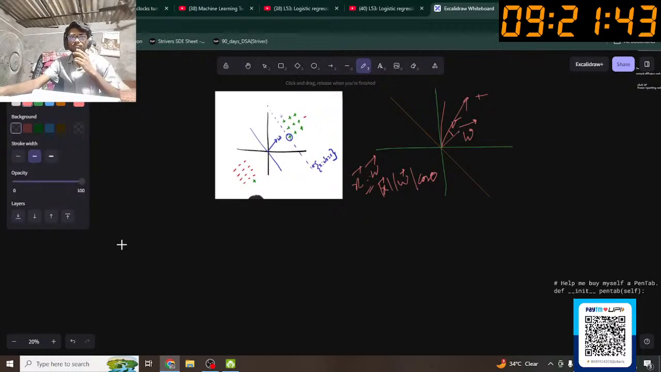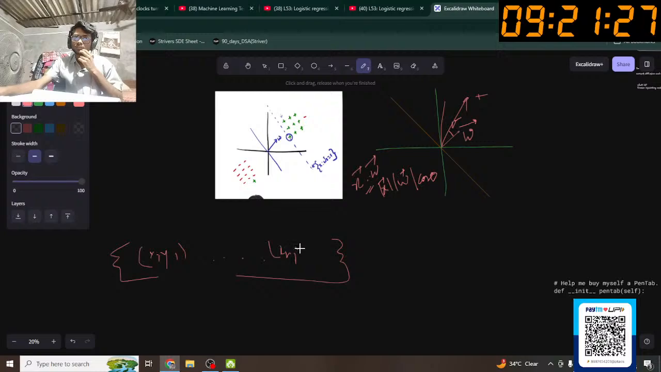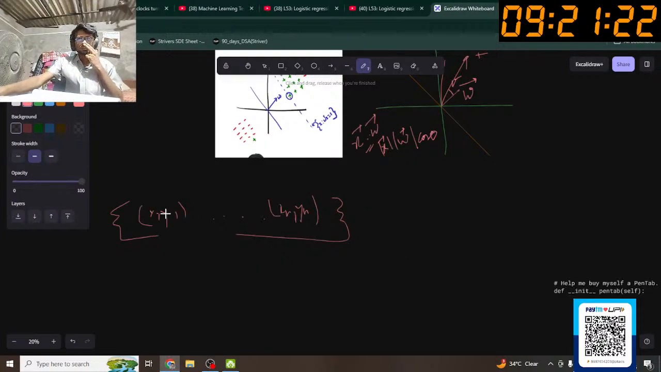So the idea is that we have a data set. x1 is there, y1 is there, all the way up to xn, yn is there, right? So from x1, y1 to xn, yn, our goal is to find a parameter w, and we typically denote it using w hat.